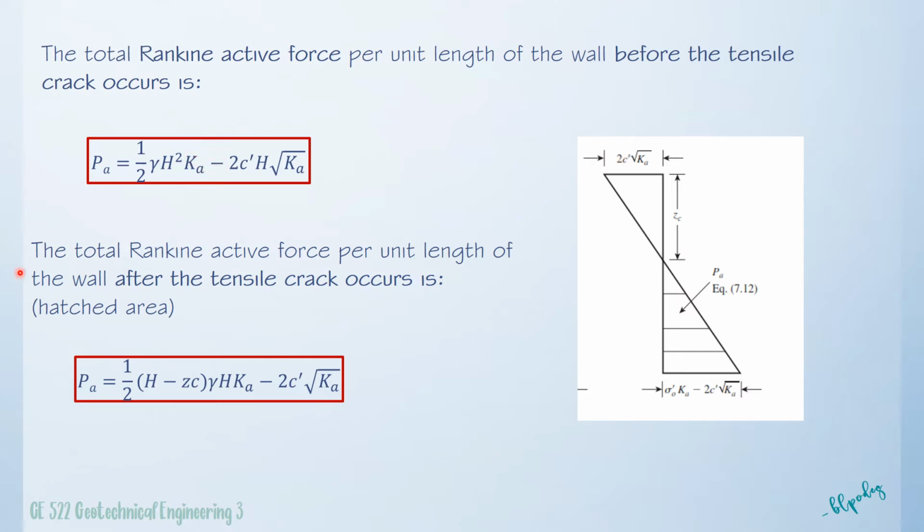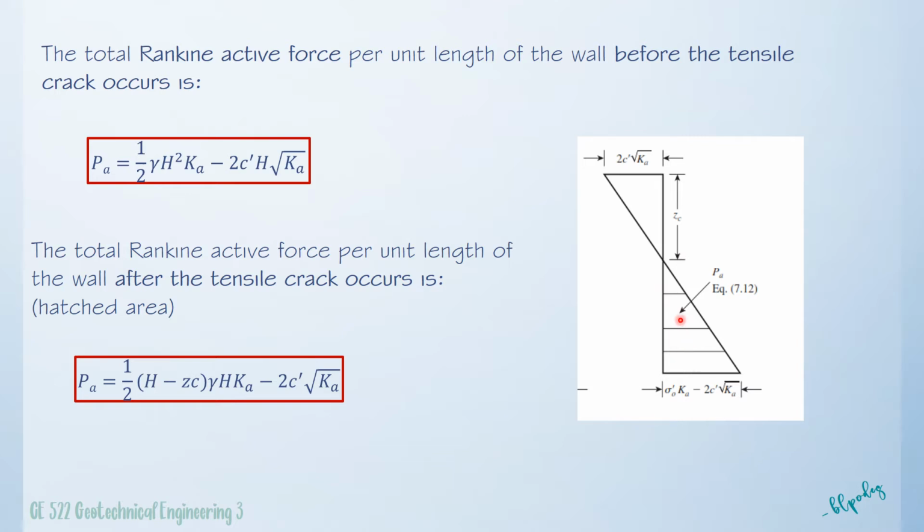And then, the total Rankine active force per unit length of the wall after the tensile crack occurs is the hatched area. So, after the tensile crack occurs, this is at this point, towards this point. So, what we will be considering is just the area of this triangle or the hatched area, just this part. So, what is this area?